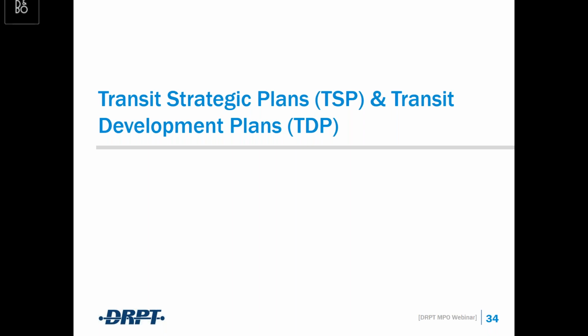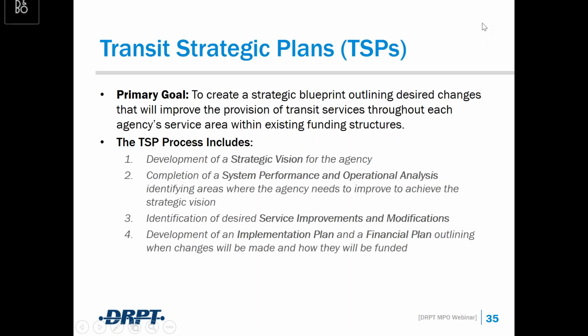Great. My name is Dan Sonnenklaar, and I'm going to be picking up for the next few slides, talking about transit strategic plans and transit development plans. As Grant mentioned earlier, a new legislative initiative as of 2018 has required that large agencies throughout the state complete a transit strategic plan. The goal of that is to create a strategic blueprint outlining desired changes that will improve the provision of transit service in each agency's service area within existing funding structures.